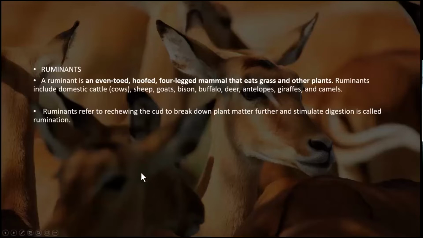So ruminants include cattle such as cows, sheep, goats, bison.